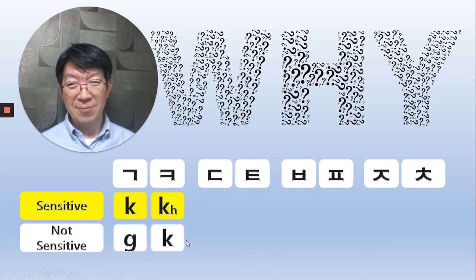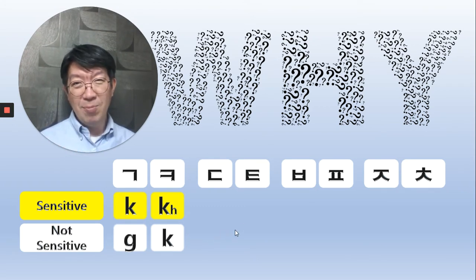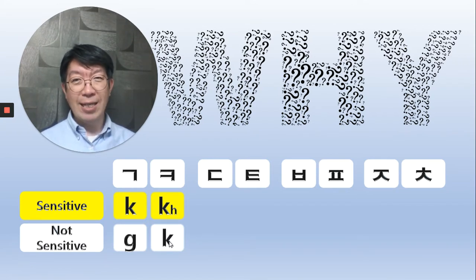Which one is correct? Usually, when I met several of my students, most of my students told me that this g sounds like g in English and this k sounds like k in English, but actually it's not. If I make it very, very sensitive, Korean g is like k, and k is like kh. This one is correct. But I don't recommend you to follow it.